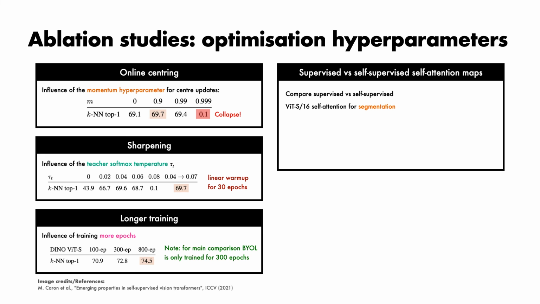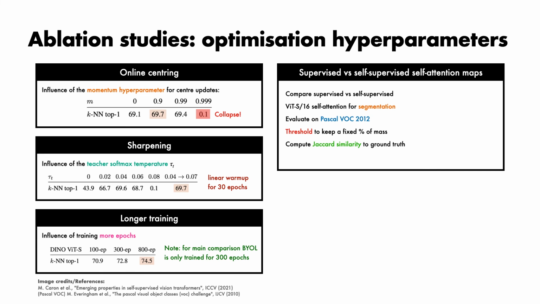Next, we compare differences between supervised and self-supervised attention maps for the purpose of segmentation. Here, the evaluation is conducted on Pascal VOC 2012, and thresholding is applied to these self-attention maps to produce masks that capture a fixed percentage of the mass. These masks are then compared to the ground truth masks, and their quality is assessed via Jaccard similarity.